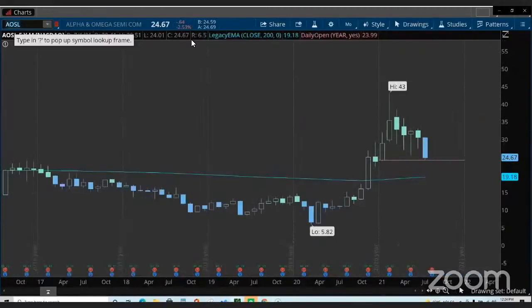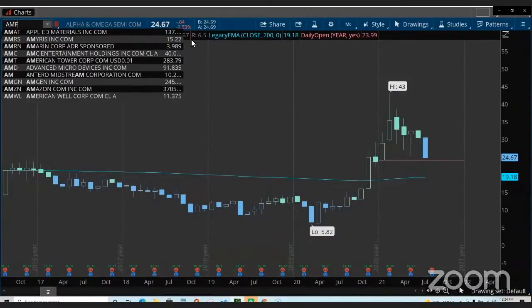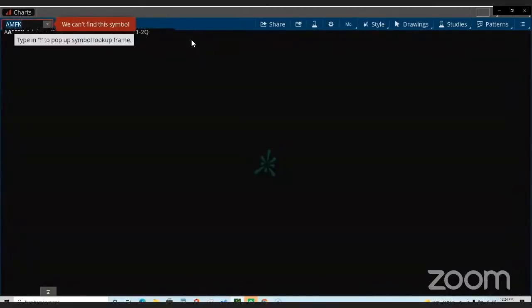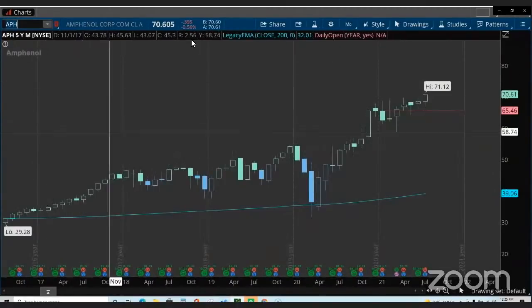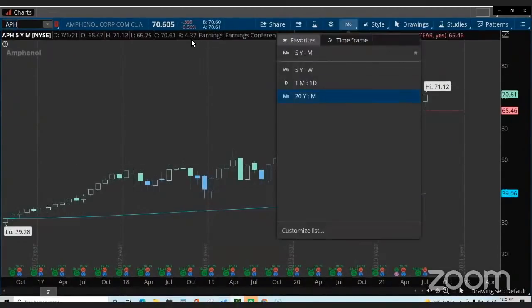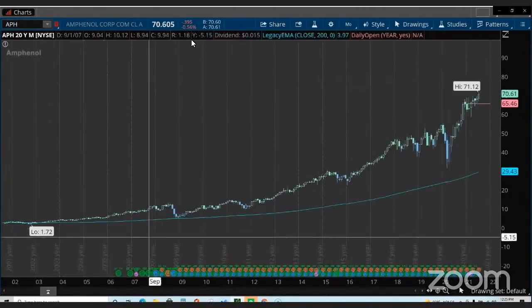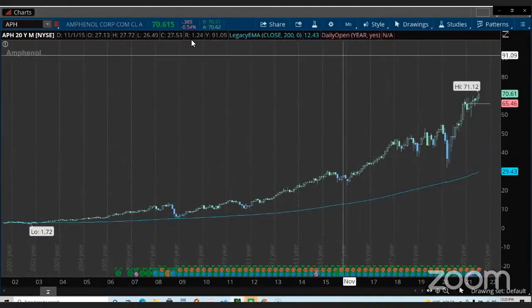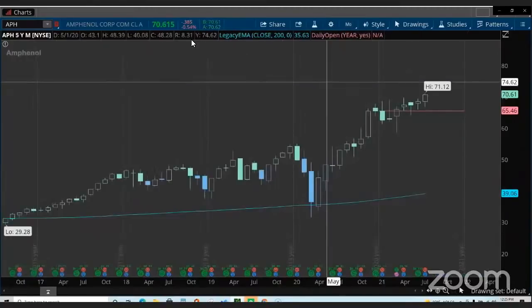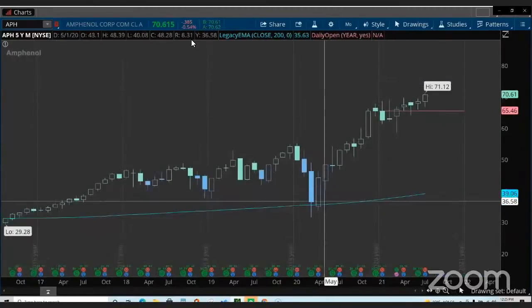Alpha and Omega Semi, AOSL is the ticker. Put yes or no in chat if you have heard of this one before. Let's go to AMFK. Go APH. Another good one. Let's go 20 years. Look at the growth of this over 20 years. And let's just say, even if you got it in 2016, it was at $34, is now at 70. A little bit of a slower grower, but these are the ones that are safe.